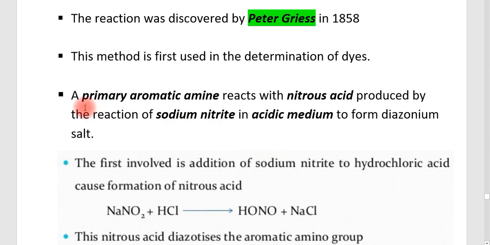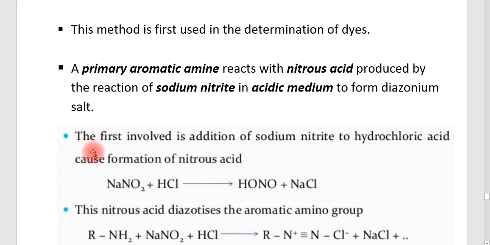Then how is the reaction taking place? Here a primary aromatic amine. നമുക്കറിയാം amines തന്നെ നമ്മൾ കഴിഞ്ഞ ക്ലാസ്സിൽ പഠിച്ചു. ഇറ്റ്സ് എ പ്രൈമറി, സെക്കൻഡറി, ടെർഷ്യറി. And here the primary aromatic amine reacts with nitrous acid. Nitrous acid എങ്ങനെയാണ് പ്രൊഡ്യൂസ് ചെയ്യുന്നത്? HONO എന്ന് പറയുന്ന nitrous acid is produced by the reaction of sodium nitrite, that is NaNO2, in acidic medium. You are taking an acid, that is HCl, normally taken to form the diazonium salt. So that is the diazotization.